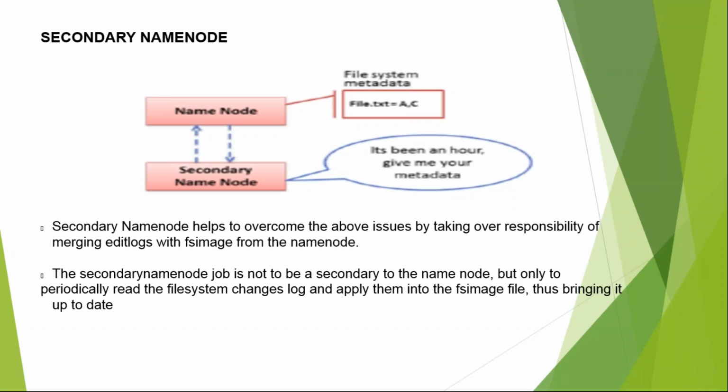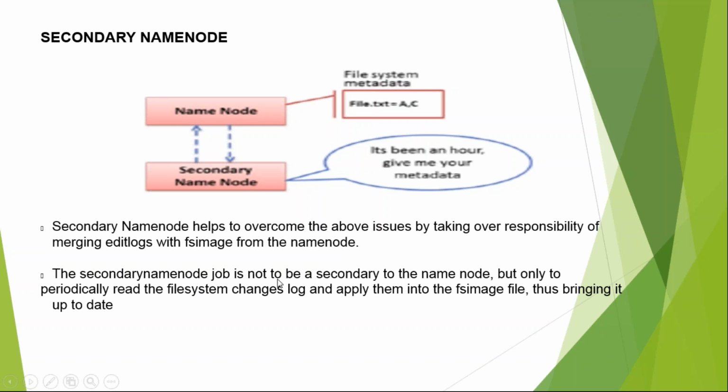Okay, let's go back to the slide. So you have a name node, you have a secondary name node. It will have the metadata. Every 1 hour, it thinks it has been an hour and says, give me your metadata. That is a transaction. There are configurations, guys. The configurations can be modified, and I'll show you the configurations as well. The secondary name node helps to overcome the above issues by taking over the responsibility of merging edits with the FS image from the name node. So he has hired an assistant, who is the secondary name node.